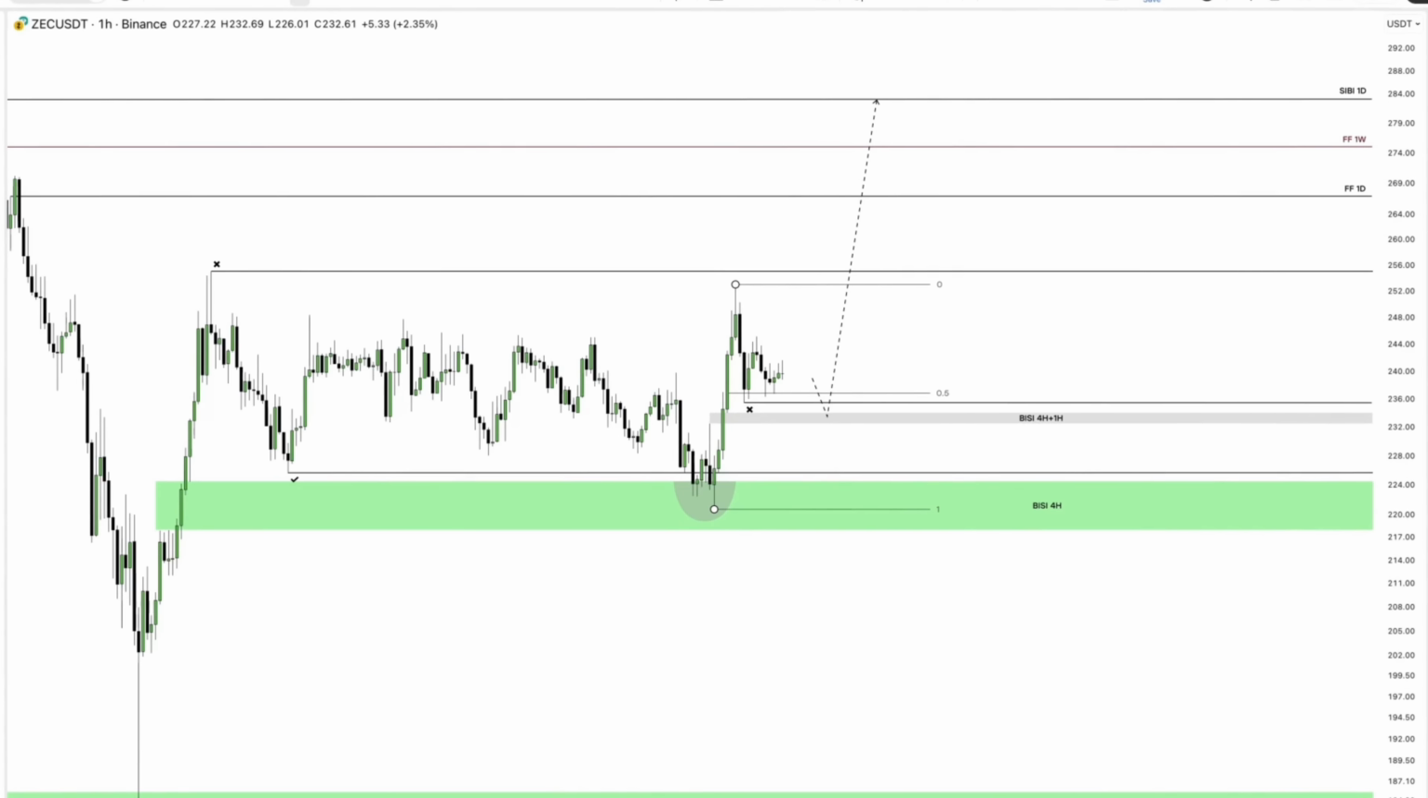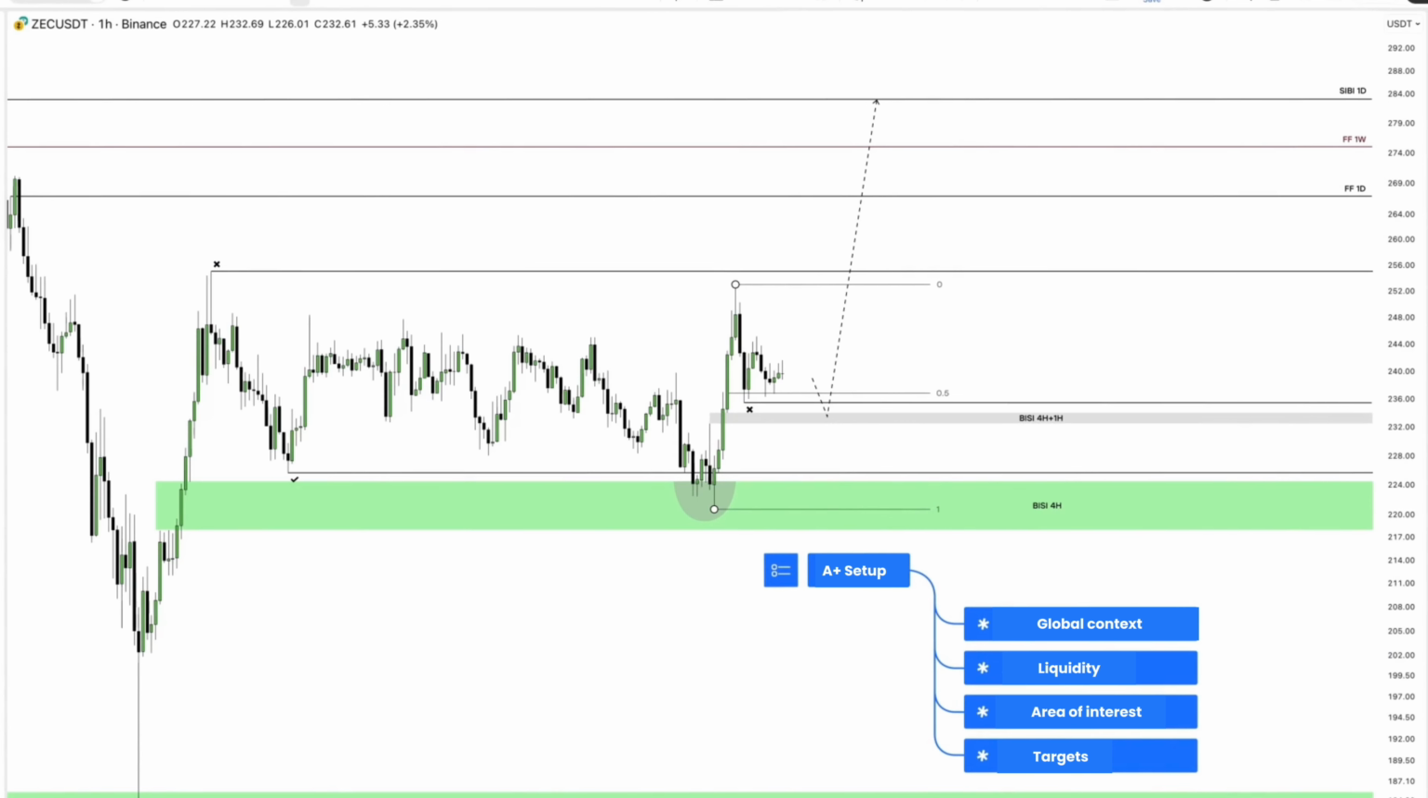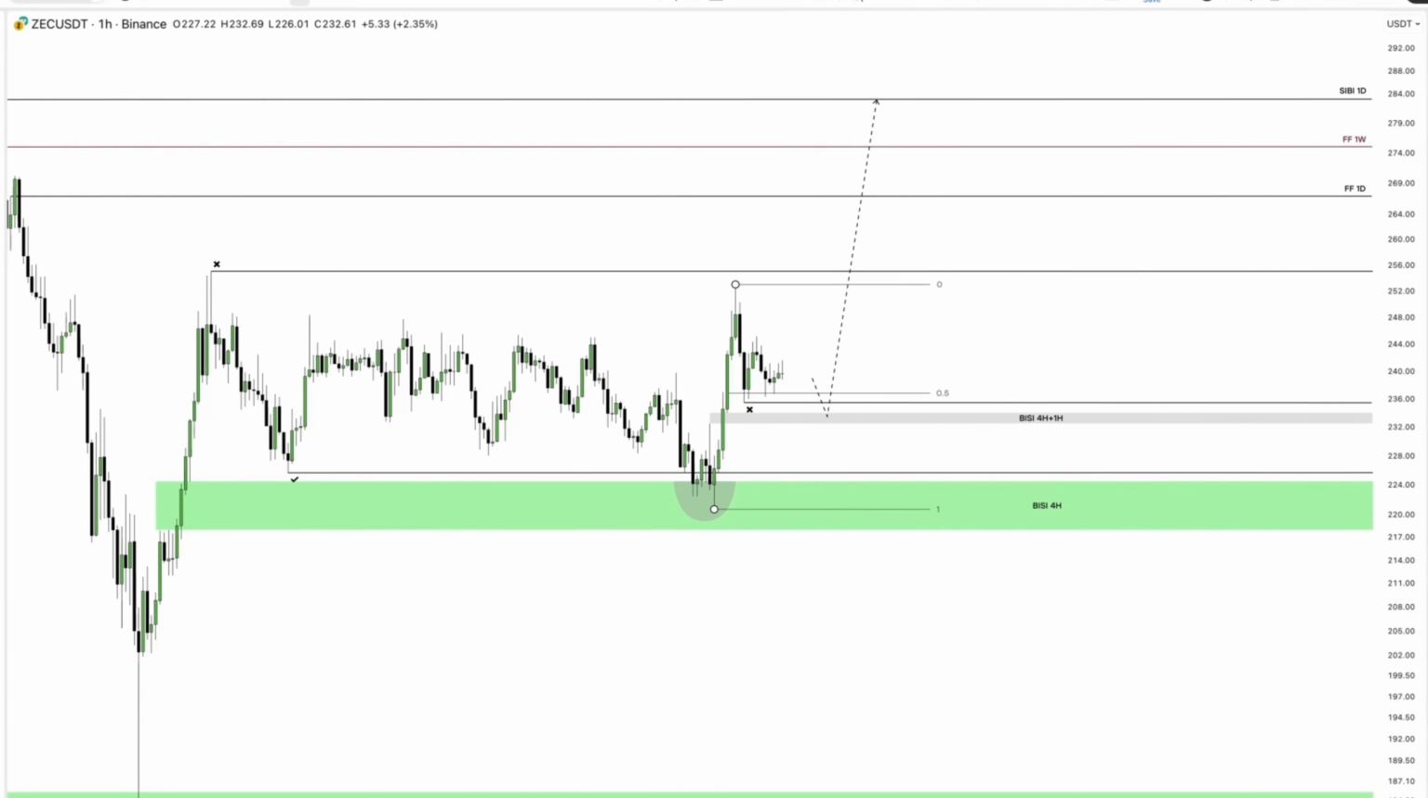Despite the visual differences from the first trade, the fundamental logic here is absolutely identical. We have a global context, clear targets, work with liquidity, and a zone of interest. This is a classic A+ setup that must be executed. The opening mechanics duplicate the first trade.